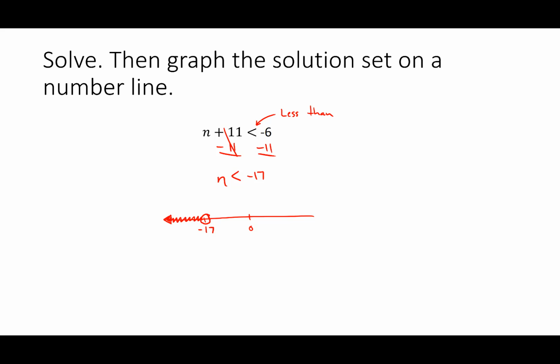Now what this means is if we take a number smaller than negative 17 and plug it in for n. So let's just pick negative 20. And I'm going to plug that in where we see n. Negative 20 plus 11 is negative 9. Negative 9 is less than negative 6, so it's true.